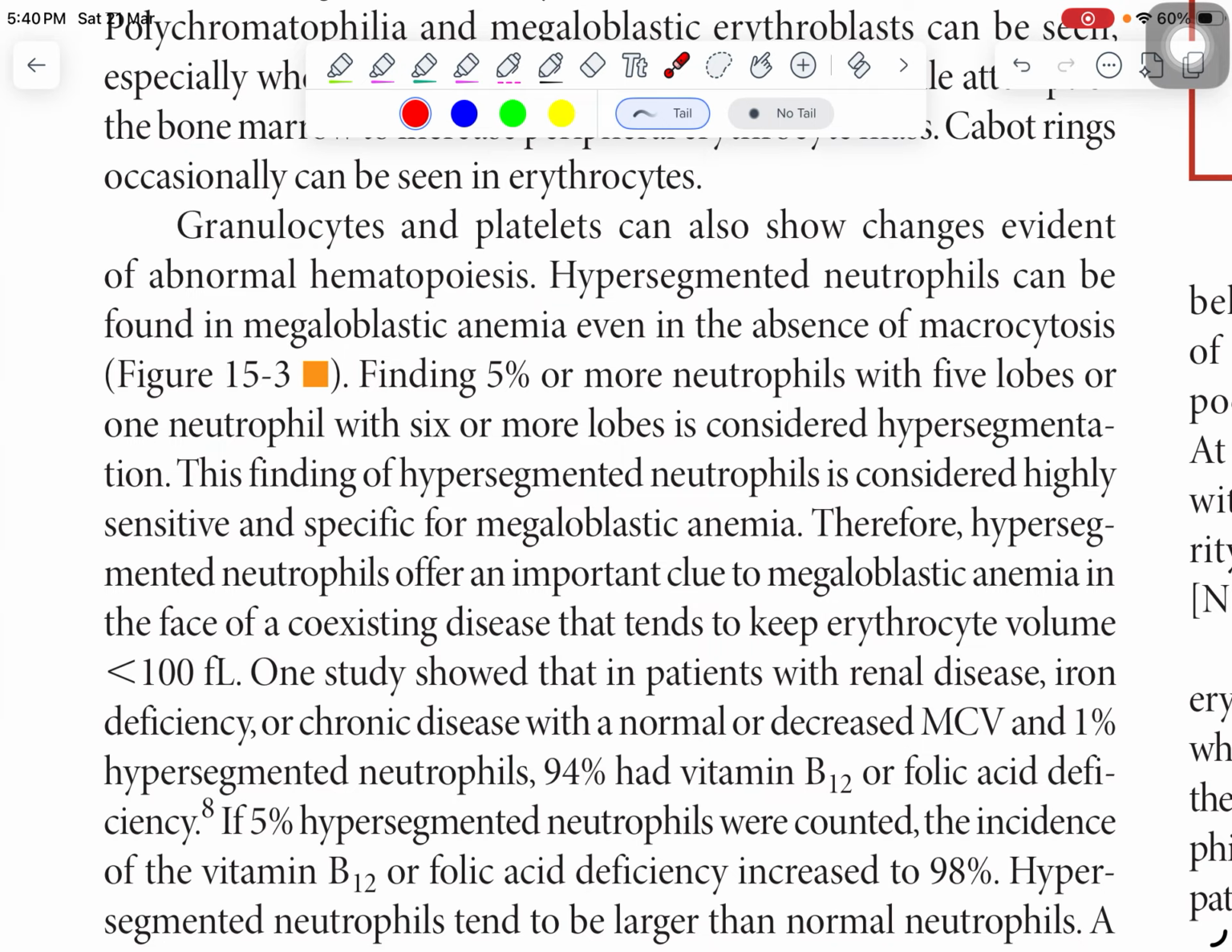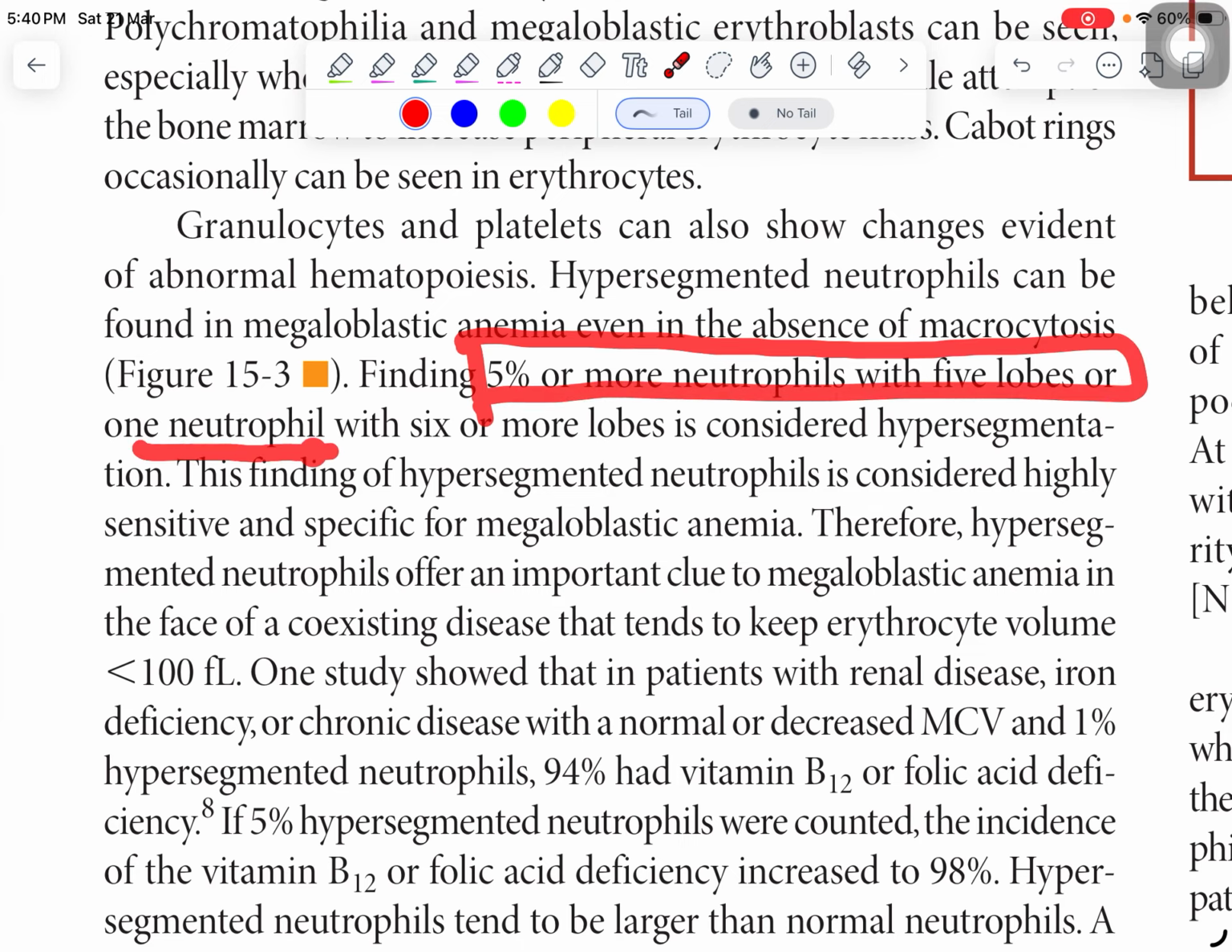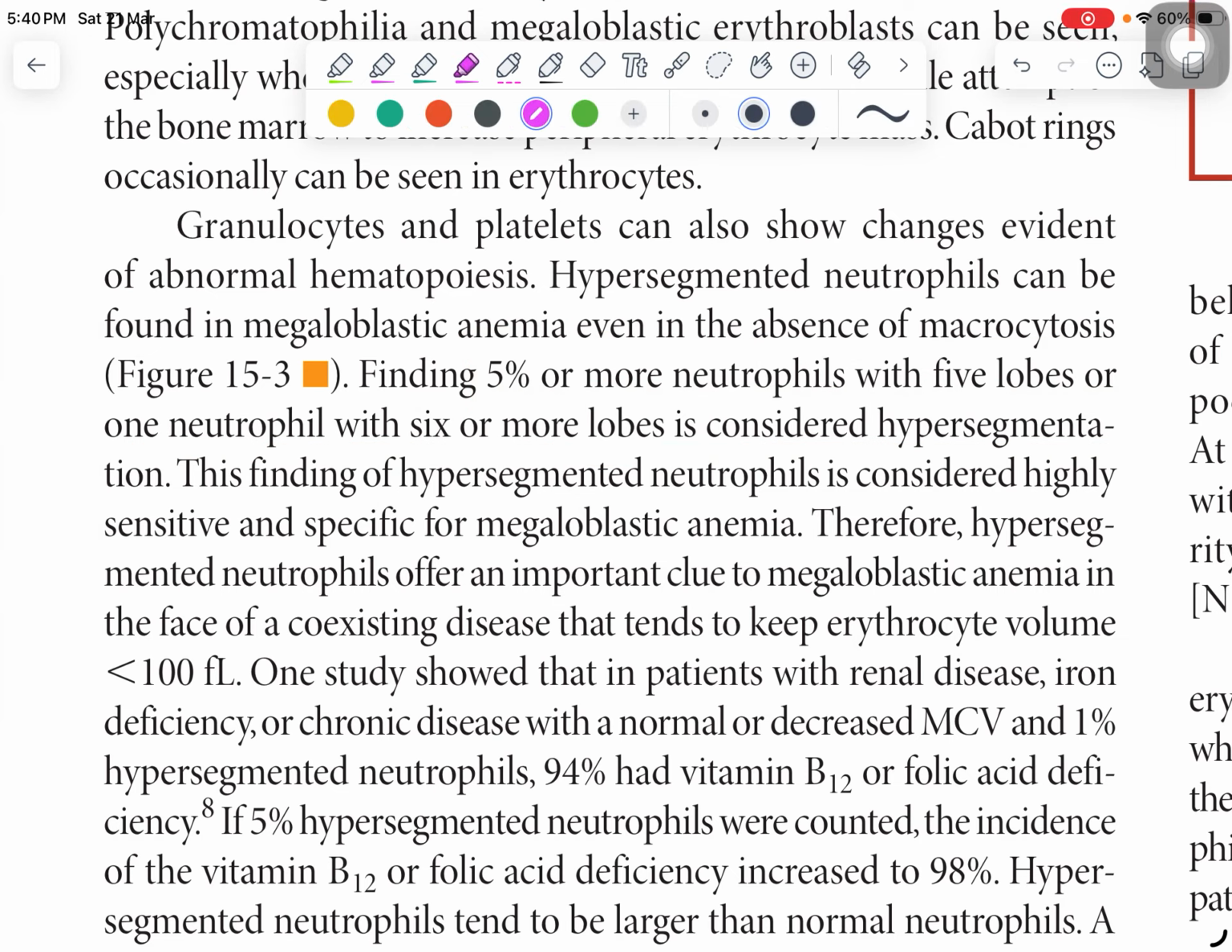Hypersegmented neutrophils can be found in a megaloblastic anemia even in the absence of macrocytosis. Even if macrocytosis is not there, hypersegmented neutrophils will be there. Finding 5% or more neutrophils with 5 lobes, or 1 neutrophil with 6 or more lobes, is considered a hypersegmented neutrophil.